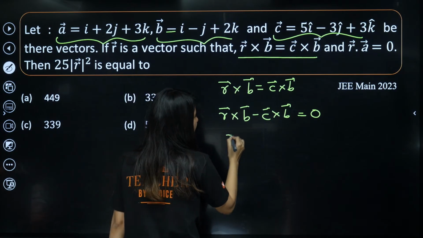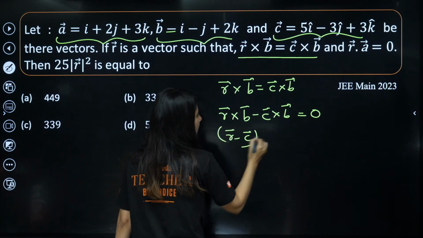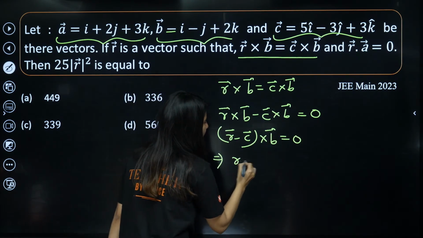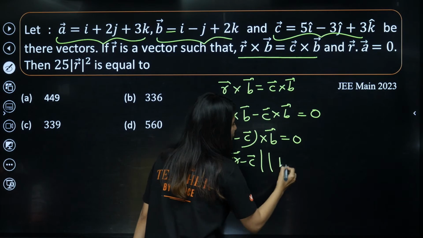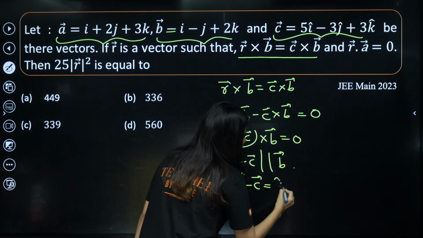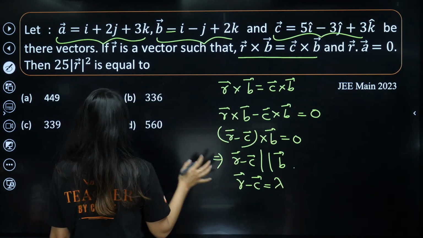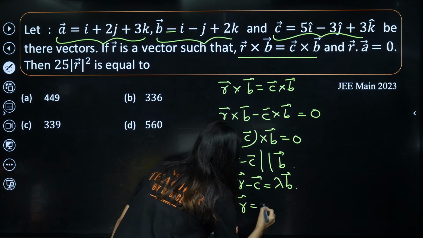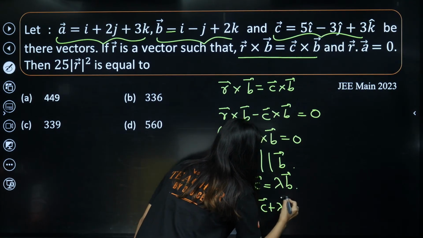Take out R minus C common, cross B is equals to 0. What does that mean? This implies R minus C is parallel to B vector. That means R minus C vector is equals to lambda times B vector. Or we can say R vector is equals to C plus lambda times B vector.